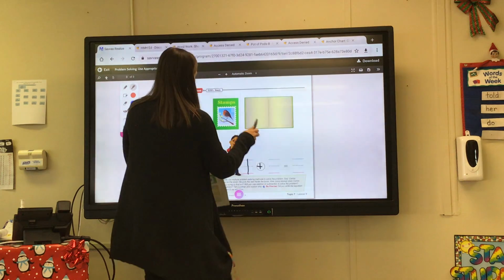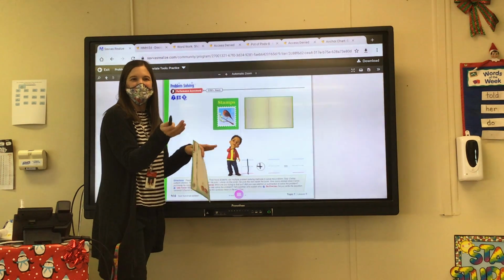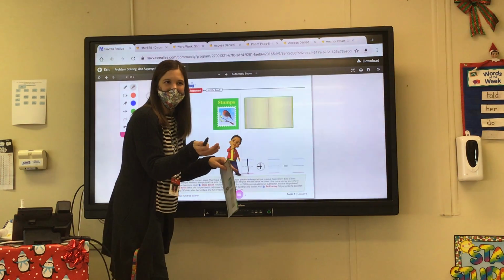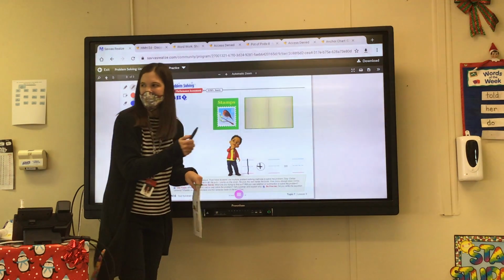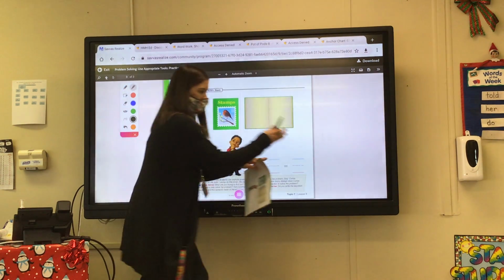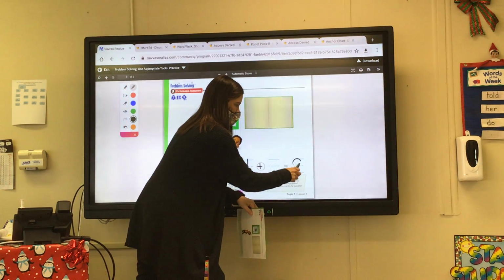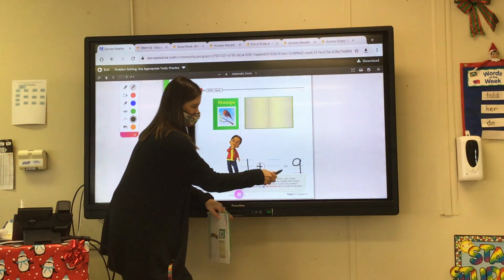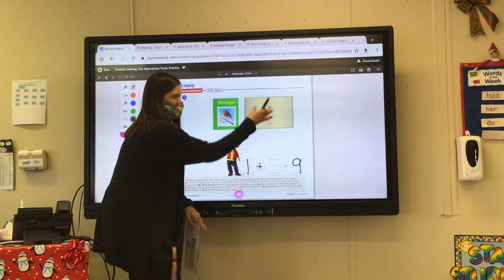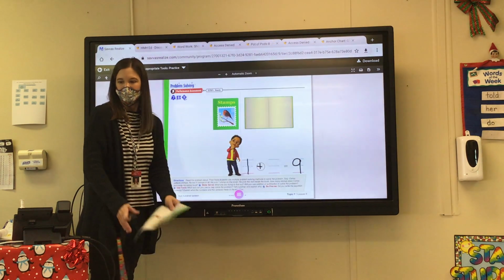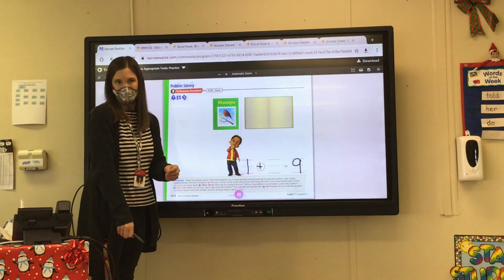All right. So he has 9 all together. We know that's the answer, right? That's the sum. He's got them all together. So where do we write the 9? Over here, right? We know that's the answer. He has 9 all together. So we have to figure out how many more he has in the book. So how are we going to do that?